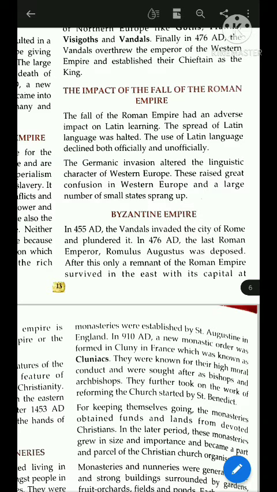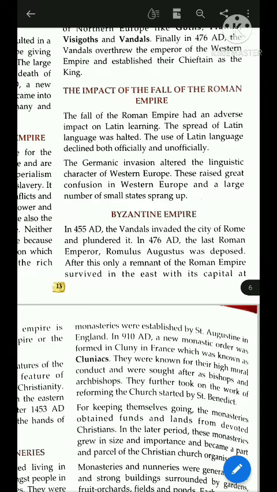Now, the Byzantine Empire. In 455 AD, the Vandals invaded the city of Rome and plundered it. Invaded means attacked, and plundered means robbed, लूट लिया. ठीक है. In 455 AD, the Vandals attacked the city of Rome and robbed it.